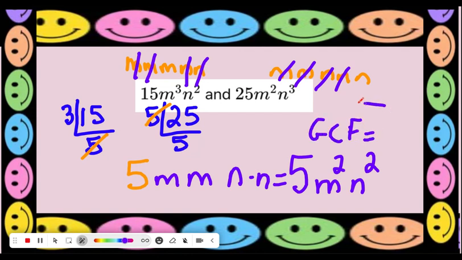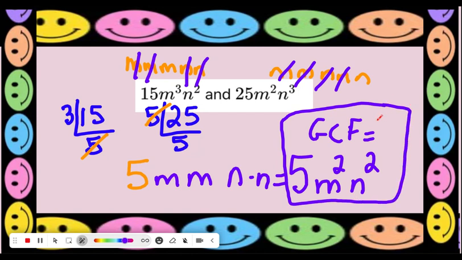Once again, you look at the variables to the lowest power to get your GCF, or you can match, write it down, do the same thing.